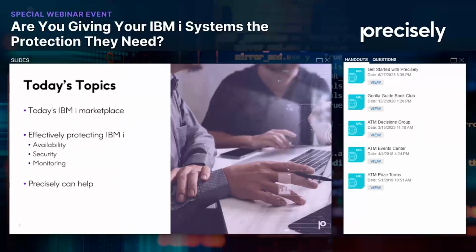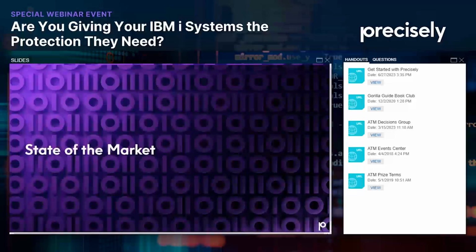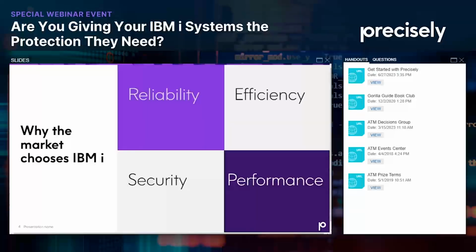So as I said, let me start by talking a little bit. There are a lot of different areas we could touch on, and what I want to really address today is why the IBM i is so popular. I think there's a couple of different reasons, and some of the stats and market surveys I'm going to show you in a minute are going to bear this out.